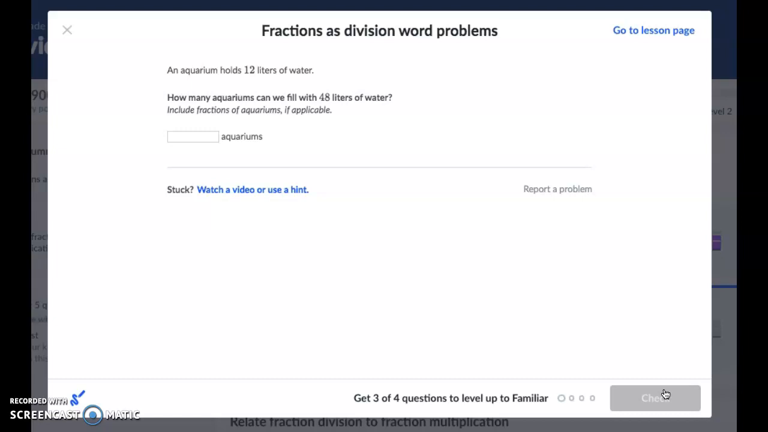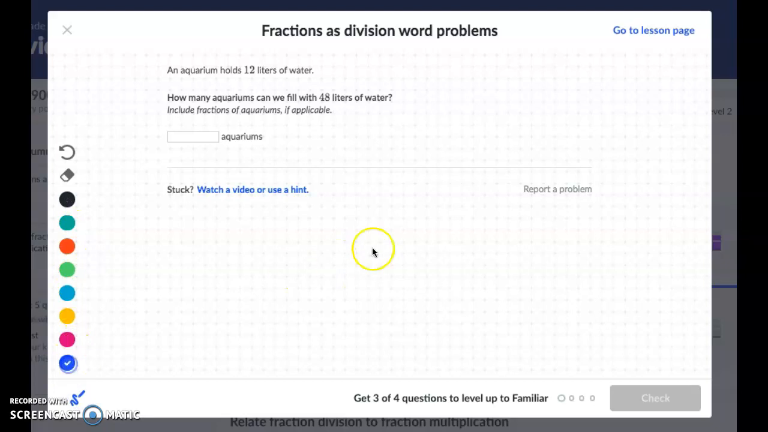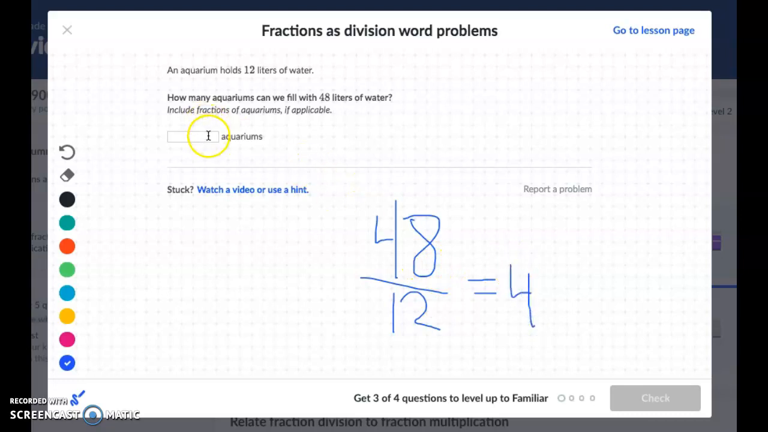An aquarium holds 12 liters of water. How many aquariums can we fill with 48 liters of water? Include fractions of aquariums if applicable. So if an aquarium holds 12 liters of water and we have 48 liters of water, that means we can take 48 and divide that by 12 to figure out how many aquariums that would fill. 12 fits into 48 4 times. So we're able to fill 4 aquariums.